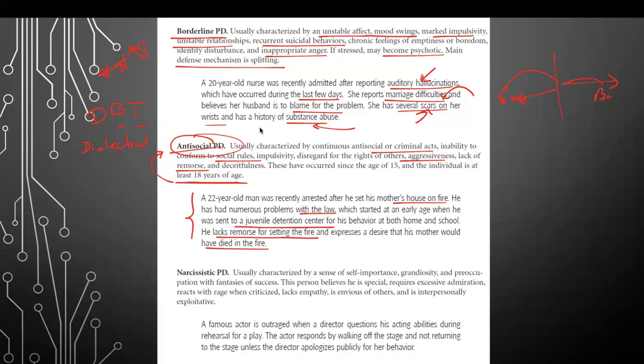Easy, Dr. Midhat. So antisocial harms people. And schizoid personality disorder, they don't do anything. They don't even want to meet with any people. So they don't harm others.